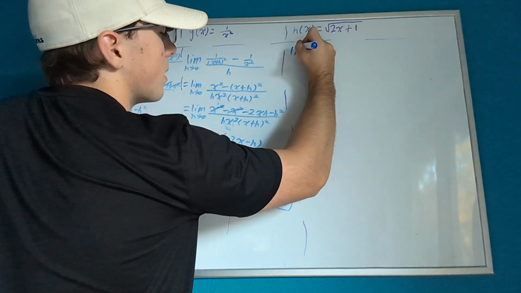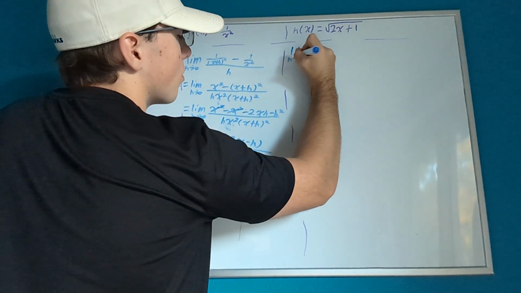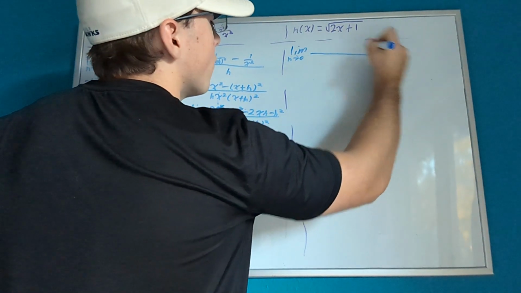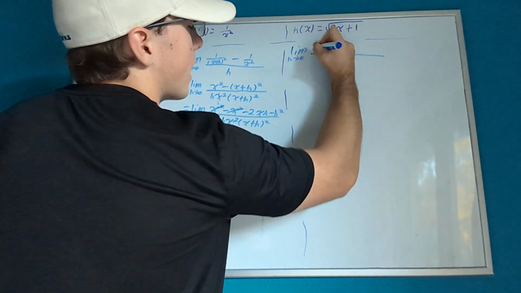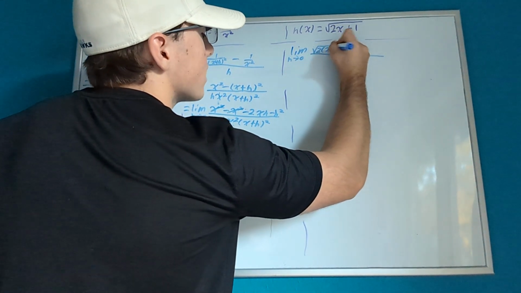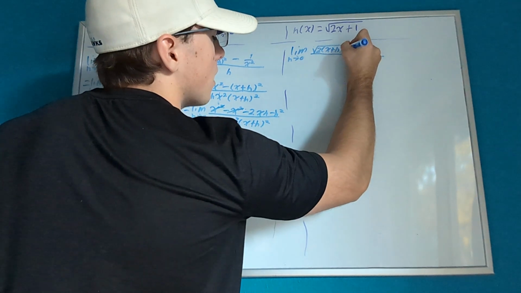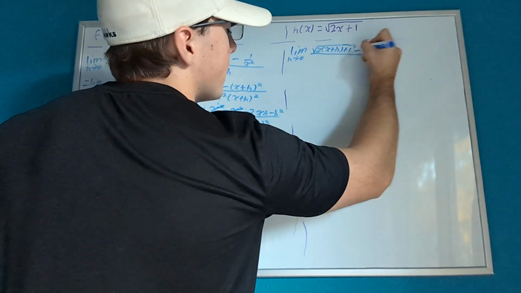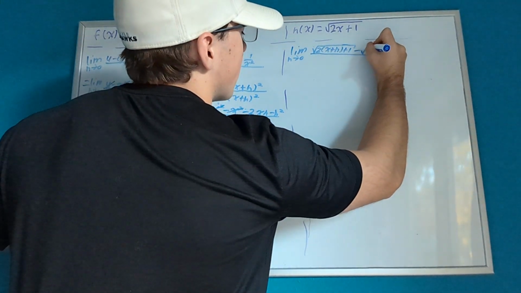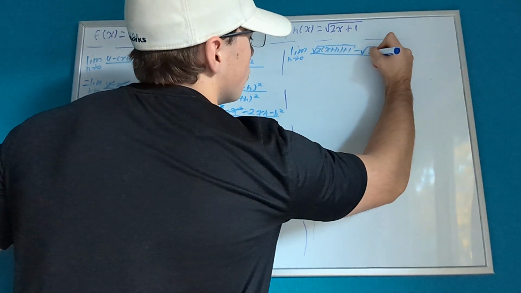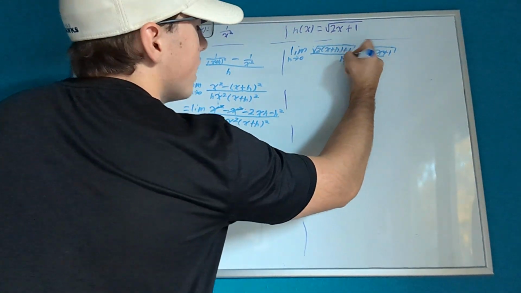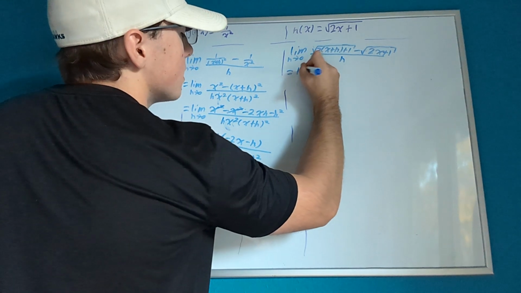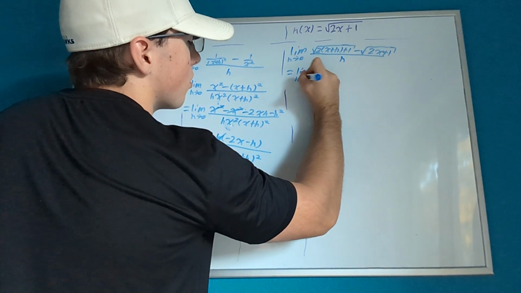So the limit as h approaches 0 of, well, we're going to start off with just plugging in x plus h. So we get the square root of 2 times x plus h plus 1, minus f of x, or in our case, h of x, sorry, the square root of 2x plus 1. Then divided by h. So this equals the limit as h approaches 0.